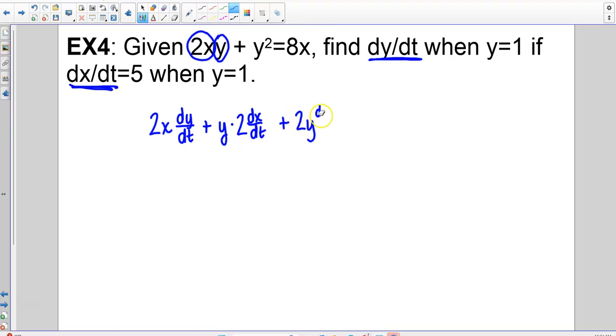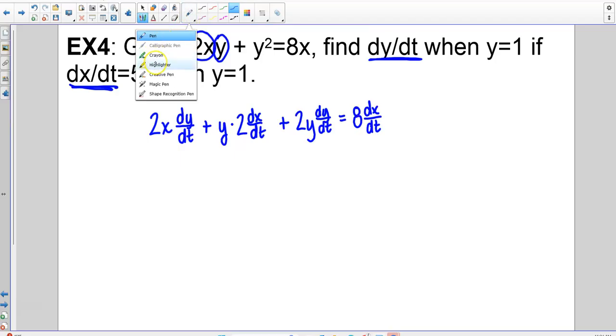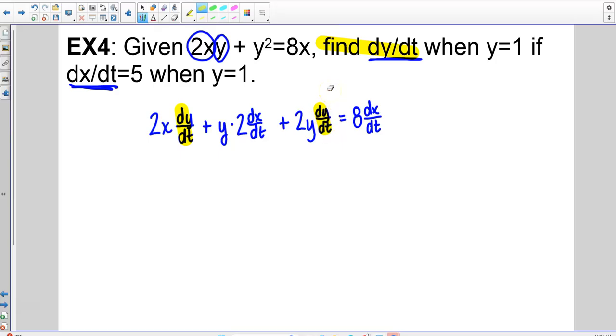We got 2y, this one needs a dy dt, and that's going to equal 8. And even though the x went away, it had an x with it, so we still have to put a dx dt right here. So I'm going to highlight here, it says find dy dt. So I'm looking for dy dt. I've got two of them, but I think once we plug some numbers in, it's okay. We're going to be able to combine those, right?